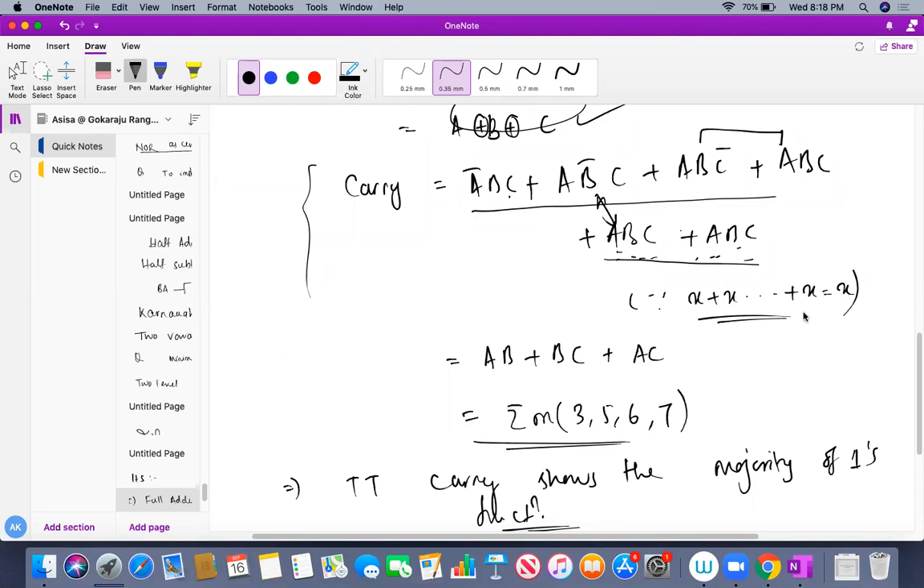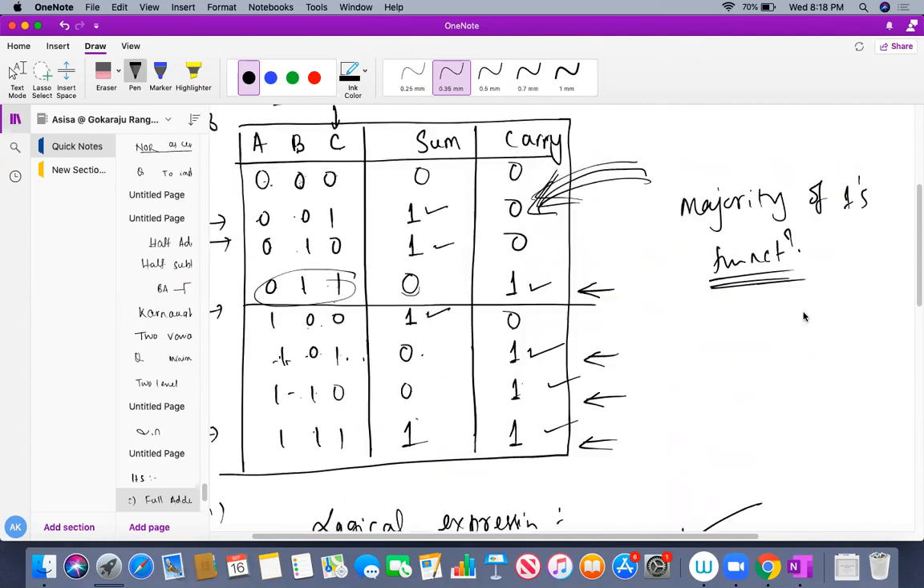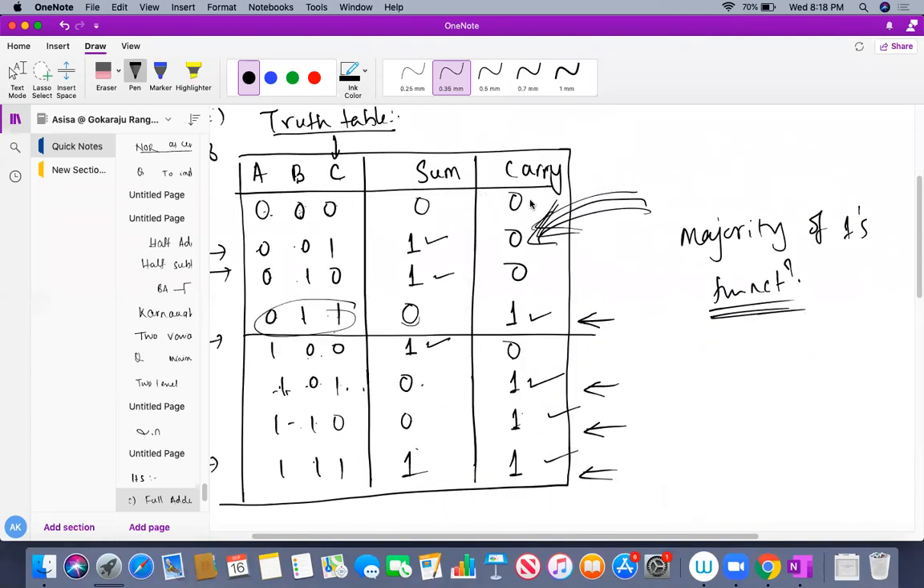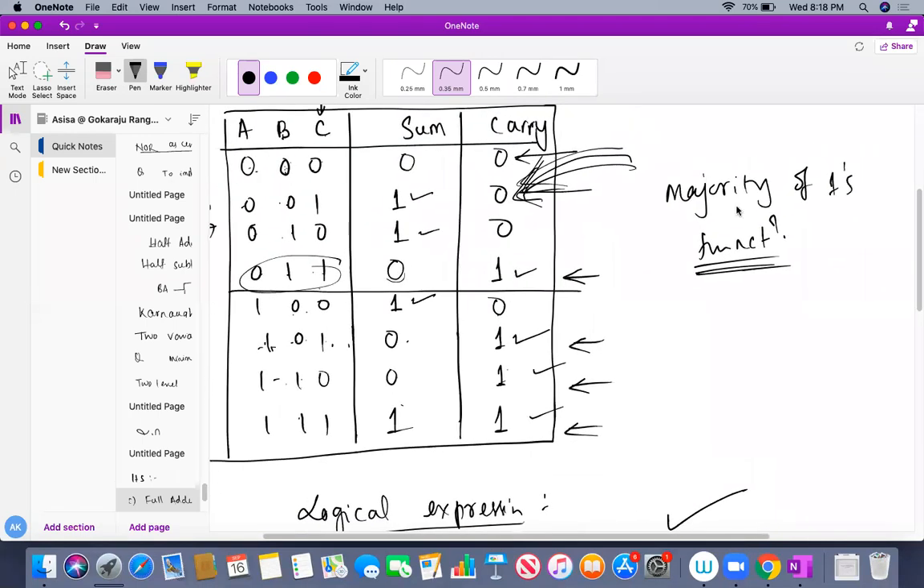Okay, so you can also express it by using POS. How? Whatever the zeros are there, if you are expressing those zeros, that is actually your POS. So if you are going for sum, what you have to do is take the product of max terms, pi m, where the zeros are present: at 0, at 3, at 5, and at 6. So these are my POS expression for sum.